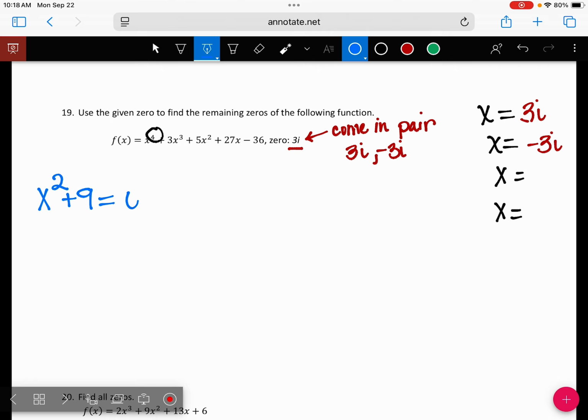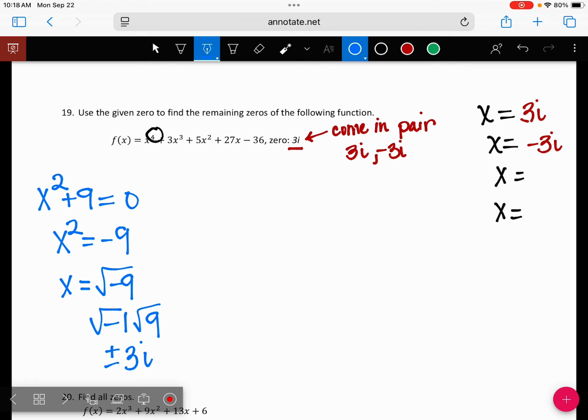X squared plus 9, I'm just going to go ahead and do a quick review. If that was your factor to solve it, I would subtract the 9, of course, and then I would take the square root of negative 9. We cannot have a negative, so we would separate it, and that's how we would get our plus and minus 3i. So I'm going to do long division, and I'm using this factor. All right, so let's go ahead and get started.